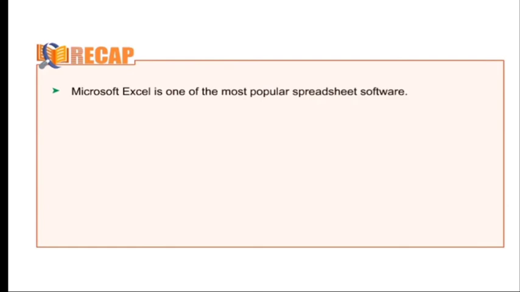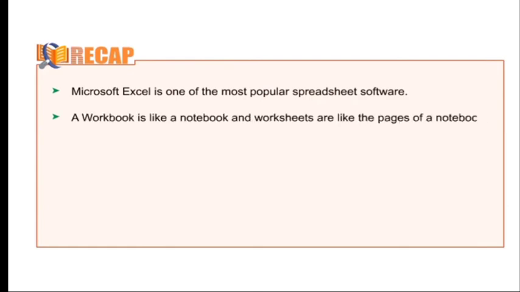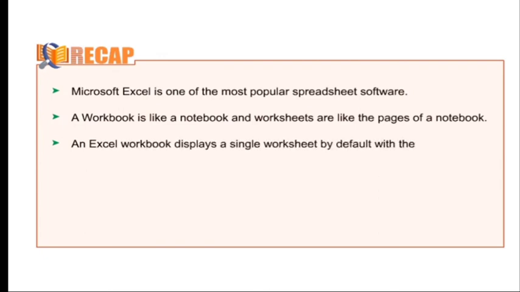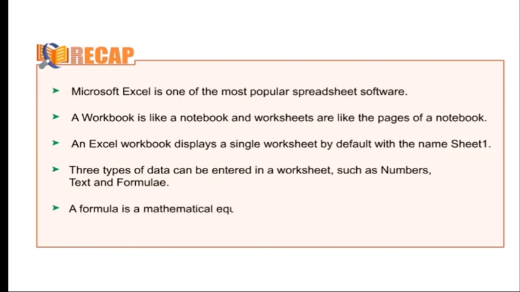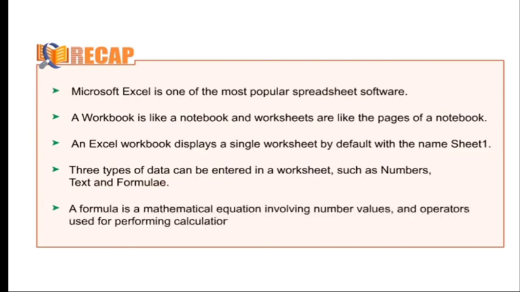Students, let's go through the recap of this chapter. Microsoft Excel is one of the most popular spreadsheet software. A workbook is like a notebook and worksheets are like the pages of a notebook. An Excel workbook displays a single worksheet by default with the name Sheet 1. Three types of data can be entered in a worksheet: numbers, text, and formulae. A formula is a mathematical equation involving number values and operators used for performing calculations on a worksheet.